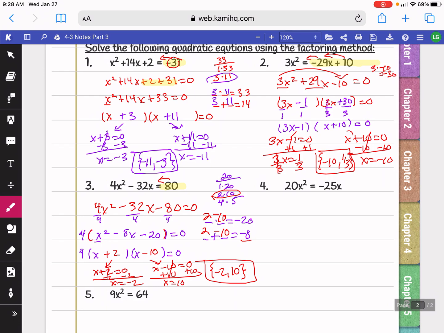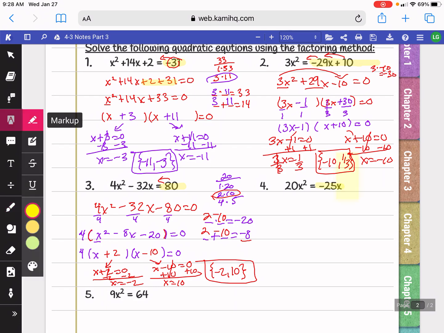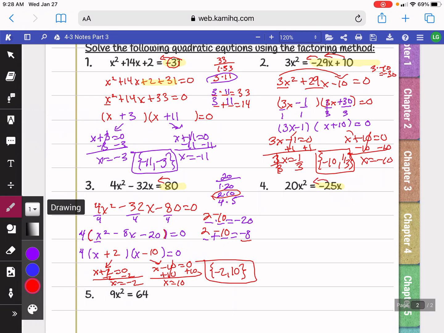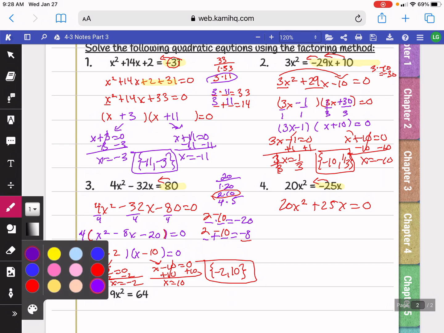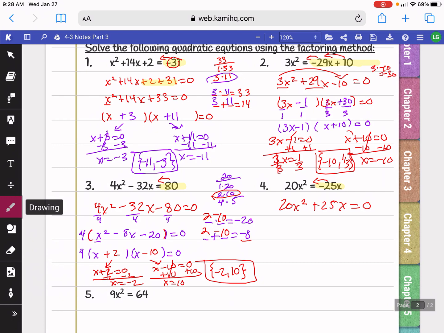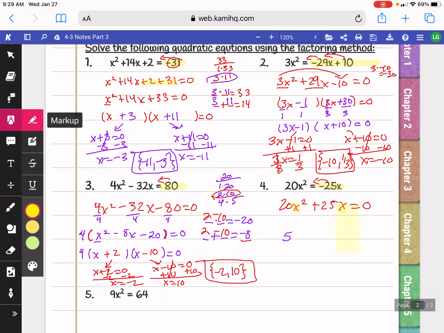On problem 4, I'm going to set it equal to 0. So I need to move that negative 25x over. So it becomes plus 25x equals 0. Now, this one's a binomial, not a trinomial, so it's going to be a little bit easier to factor. But I am going to look for GCF first. So here, if I look at 20 and 25, those can both be divided by 5. So I'm going to factor out a 5. And then they both have an x, so I can also factor out an x from there.